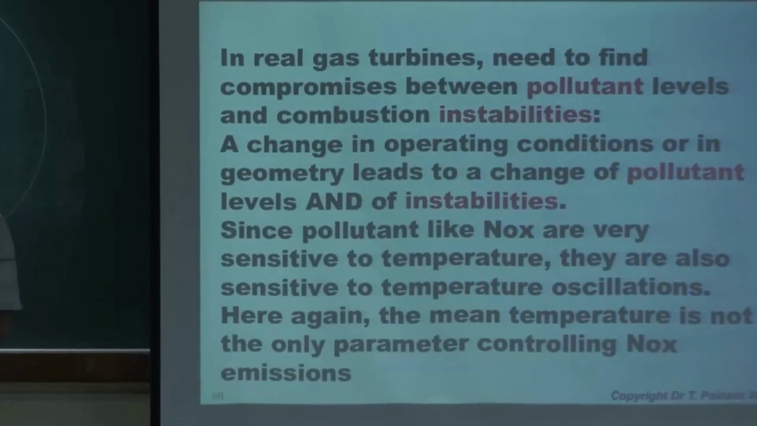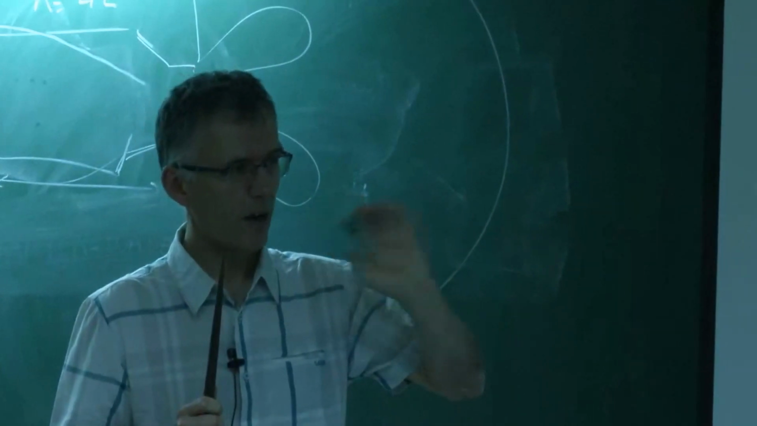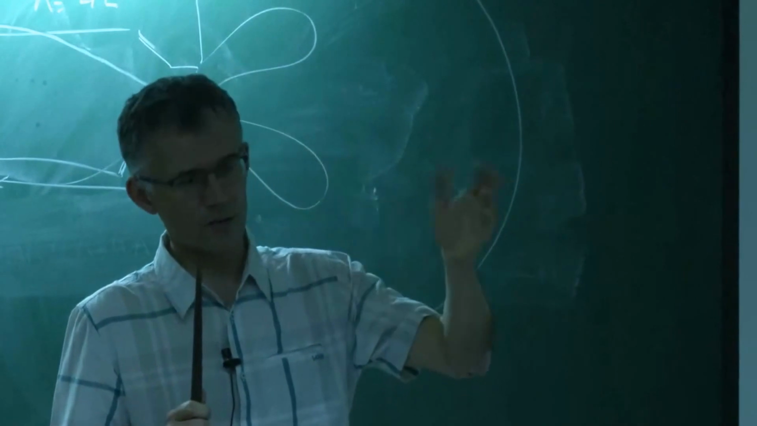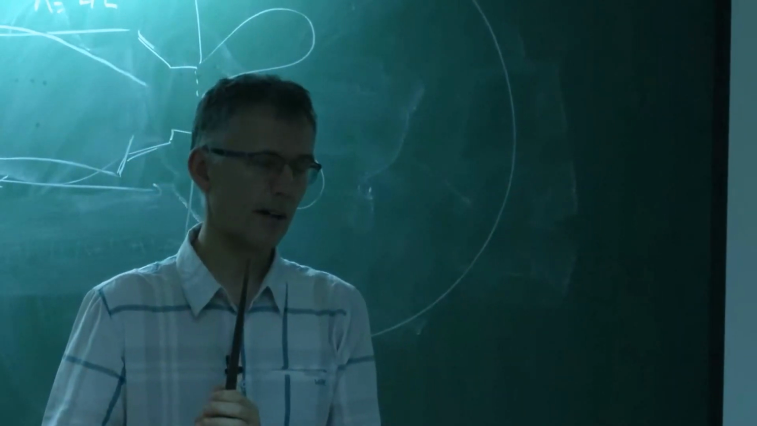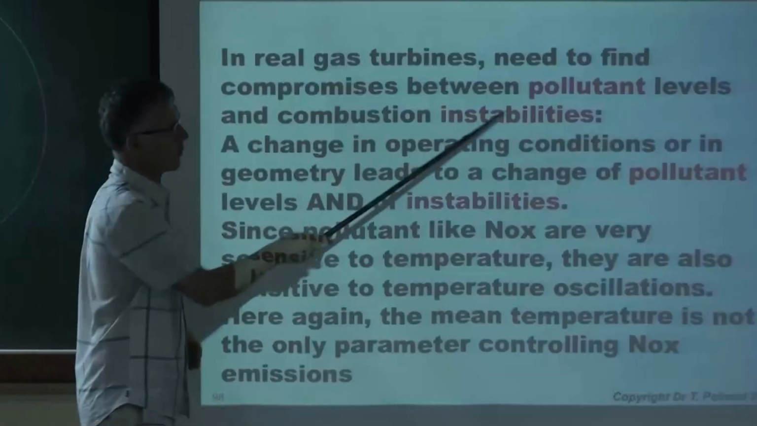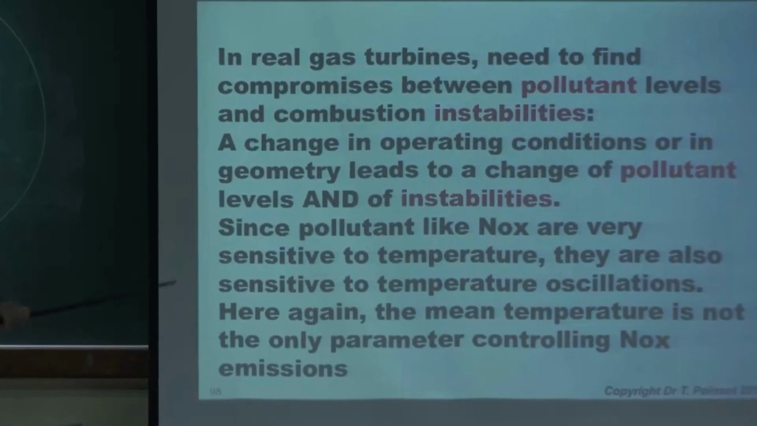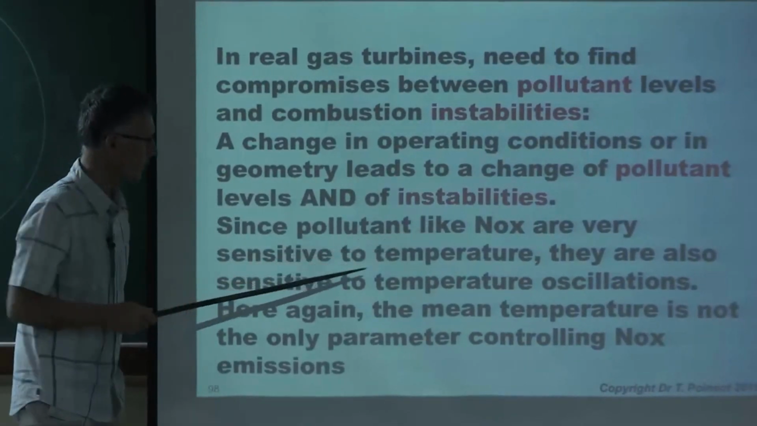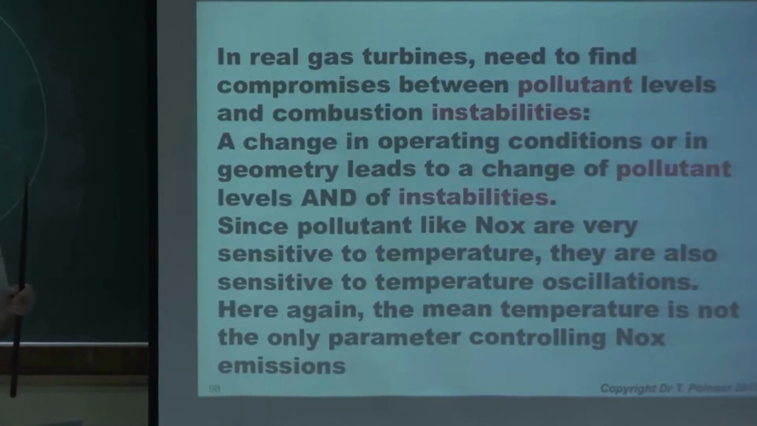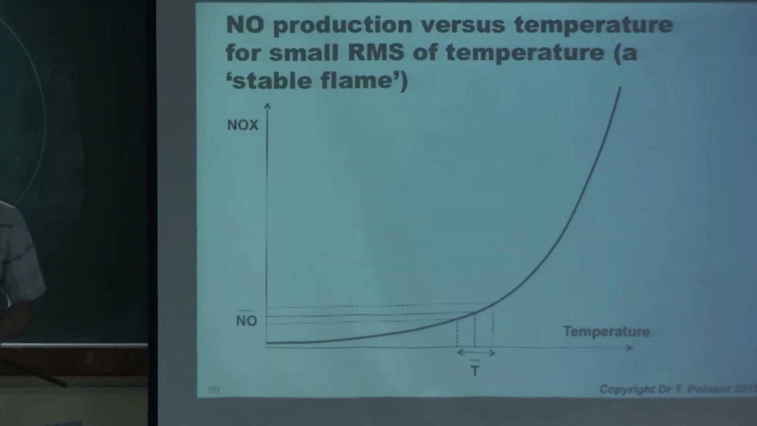Quite often there's a simple way to stabilize a flame. You just put a pilot flame with a lot of gas, and the flame will become stable. But then the NOx will be not good at all. So there is a compromise to find between pollutant levels and instabilities. Pollutants like NOx are very sensitive to that. So you need to find a way to keep the instability low and at the same time keep the NOx low.